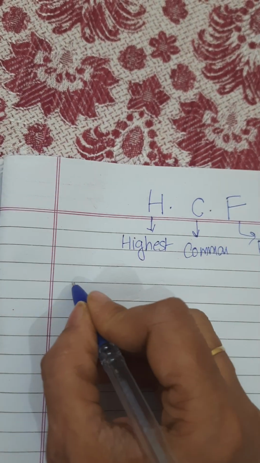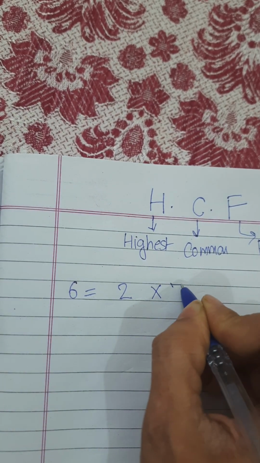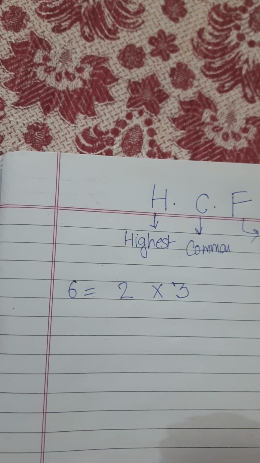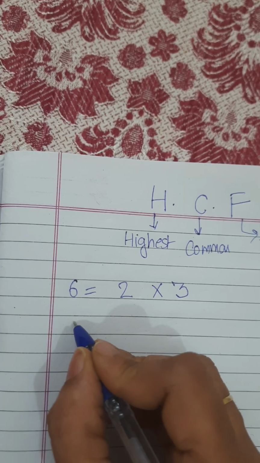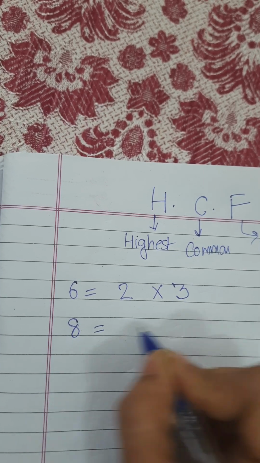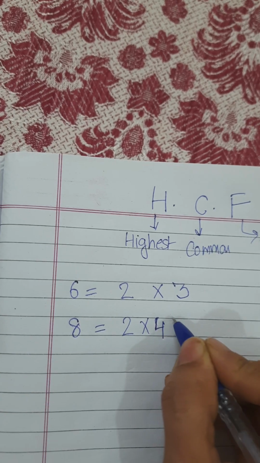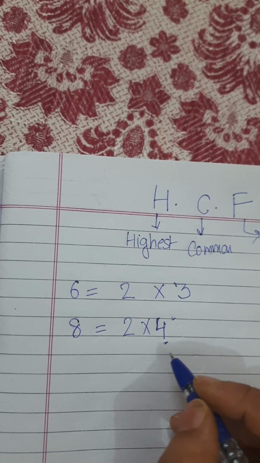Okay, so what are the factors of 6? 2 and 3. Okay, you see 2 and 3 both are prime numbers. So these are the prime factors. Let's take the number 8. So 8 is 2 into 4. Is 4 a prime number? No. 4 can further be written as 2 into 2.